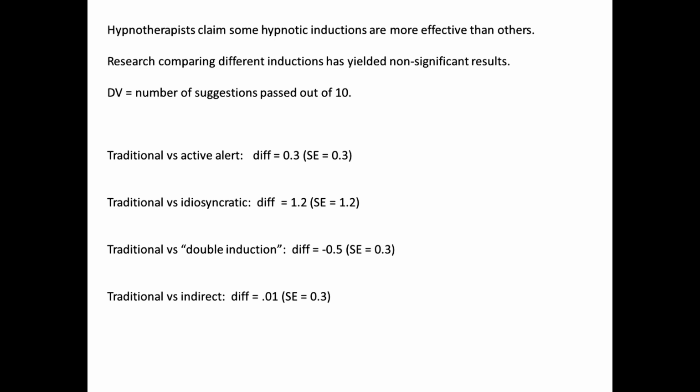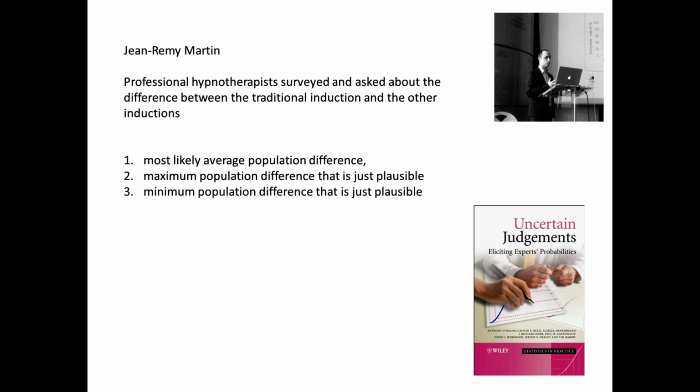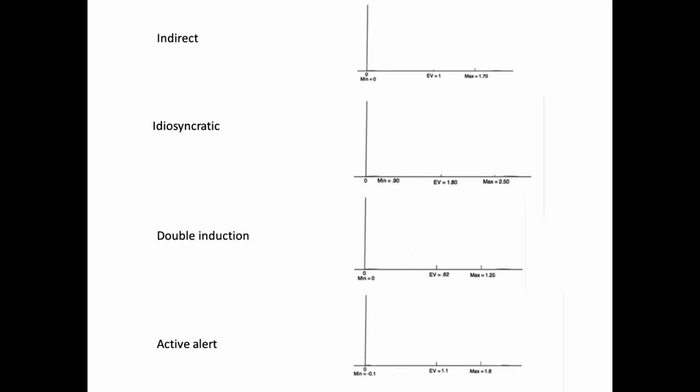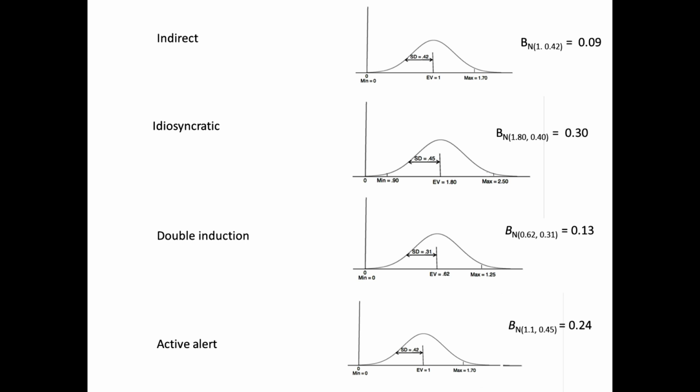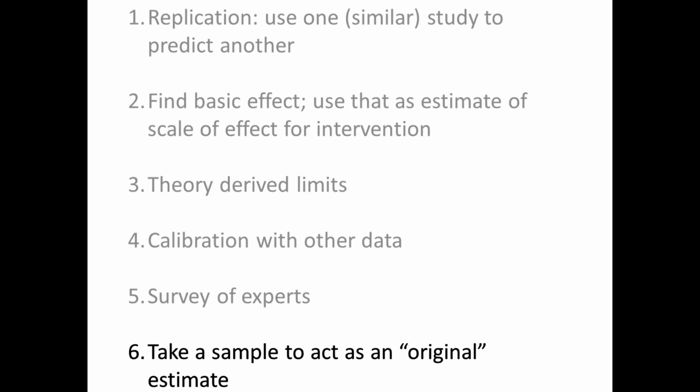So it seemed to me the best way of getting an estimate of how much difference we should expect in response to suggestions is to survey clinicians and ask them how much difference we should get between the different hypnotic inductions. In that case, surveying experts seems appropriate. You could look up the book Uncertain Judgments: Eliciting Experts' Probabilities, if you wanted to consider some best ways of doing that. Anyway, when we did that, we found Bayes factors showed evidence for no difference between different hypnotic inductions. It doesn't matter how you induce hypnosis, as long as the subject understands it to be a hypnotic induction.